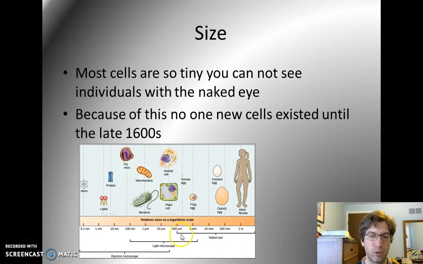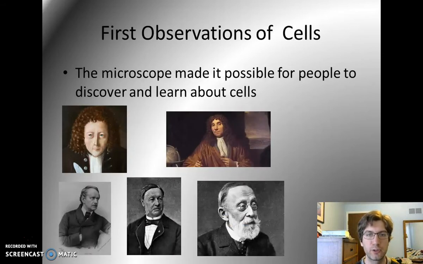As you get smaller, you will need microscopes to see them, and because of this reason, cells were not really discovered until the late 1600s when scientists started using microscopes to look at pretty much anything around them. Our first observations came from these 5 people here. They are all going to contribute a piece to cell theory, and cell theory is going to be wrapped up in the last slide of this video.